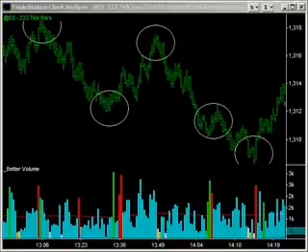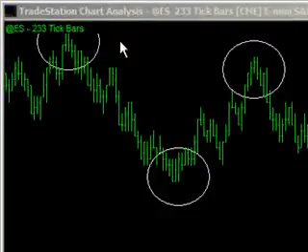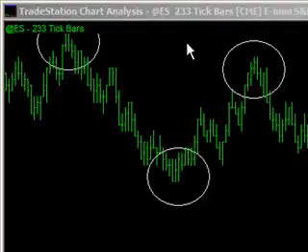It helps me distinguish between high probability setups and turning points and whipsaw trades that you inevitably get in any kind of rule-based trading. Now I've pulled up a chart here of the E-mini. This is the 233 tick bar chart of the E-mini continuous contract, using TradeStation, my trading platform.